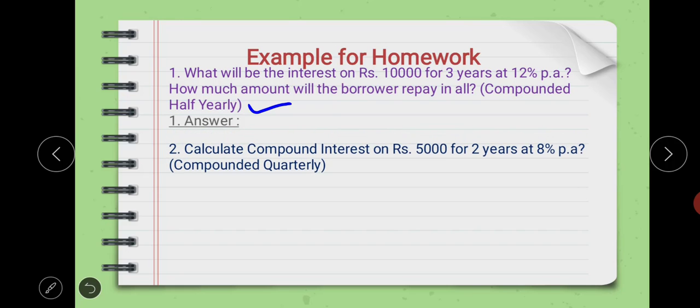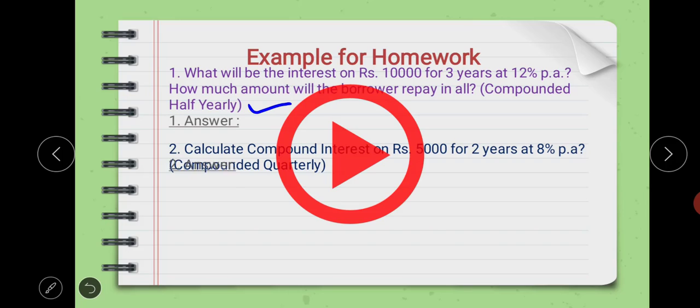Now the second example for practice. Calculate compound interest on rupees 5,000 for 2 years at 8% per annum compounded quarterly. So this example is given for compound interest compounded quarterly. It means you have to firstly decide what is N, then what is R, and then solve this example. Pause this video for a minute and comment your answer in the chat box.